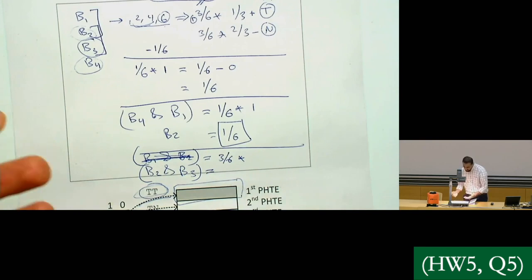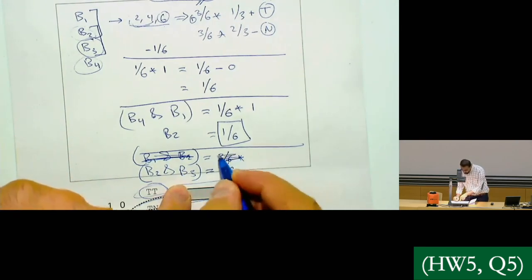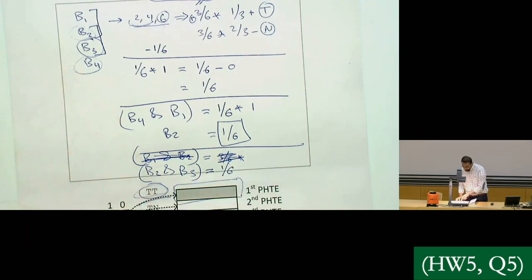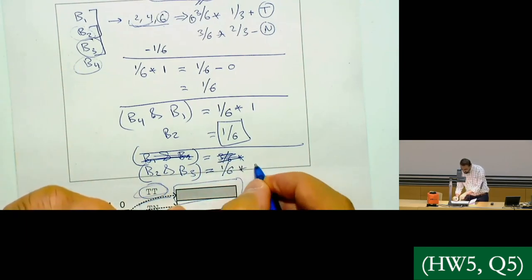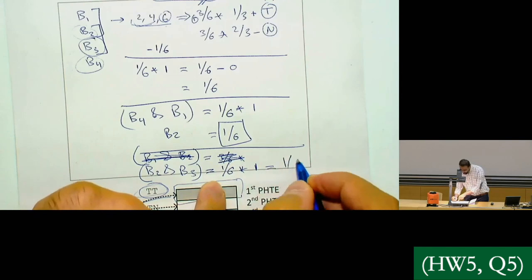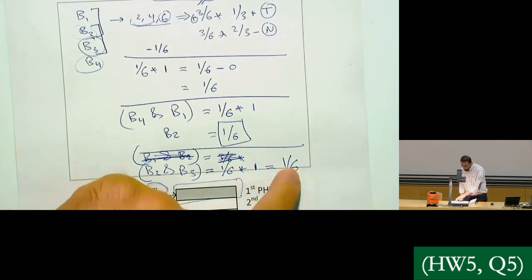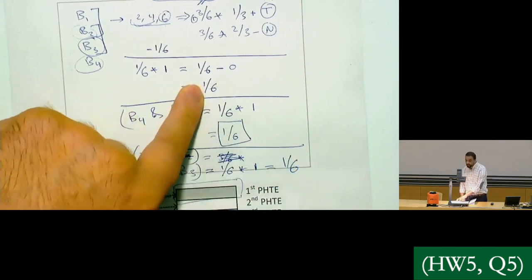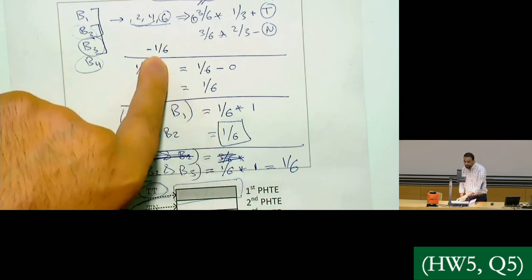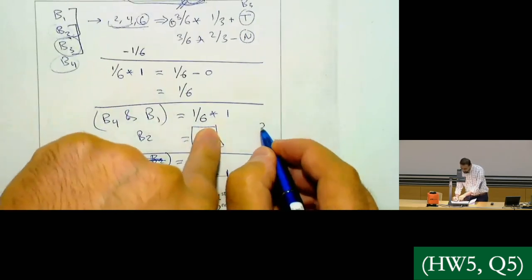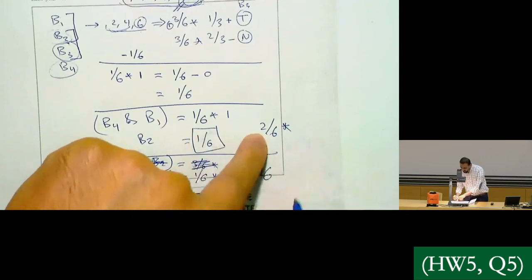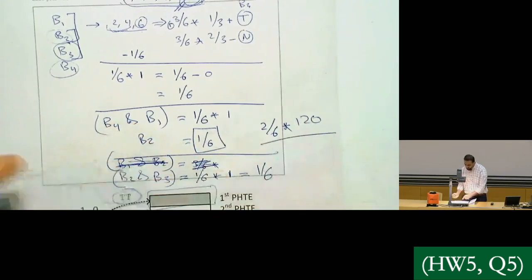So B2 and B3 is multiple of 2 and 3. We have only one value, which is 1 out of 6. And now I'm checking B4, which should be 1, the single value. Then I have 1 out of 6. Now, 1/6, 1/6, 1/6 is 3/6. Minus 1 out of 6, this gives me 2/6, multiplied by the number of iterations, 120. So do the math, you get the value.